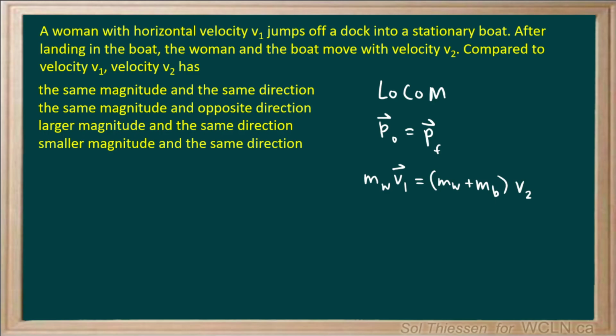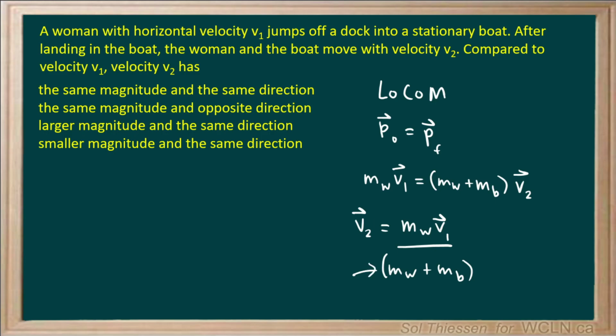Now, if we compare v1 and v2, so let's say that we solve for v2, we'll end up with v2 equals the mass of the woman times velocity 1 divided by the mass of the woman plus the mass of the boat. And now looking at this expression, we can see that v2 must be less than v1.